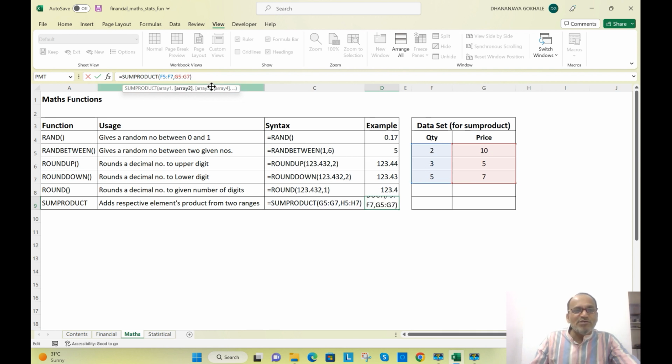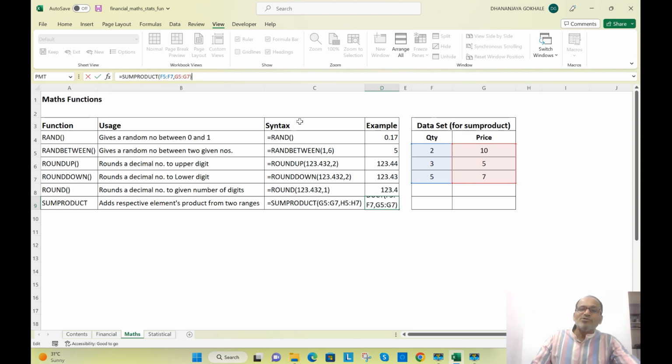What is array 2? G5 to G7, shown in red. Okay, 10, 5 and 7. So you just give two arrays and it will multiply respectively 2 into 10 plus 3 into 5 and 5 into 7. That's all that needs to be done, and you will directly get the sum of the product.